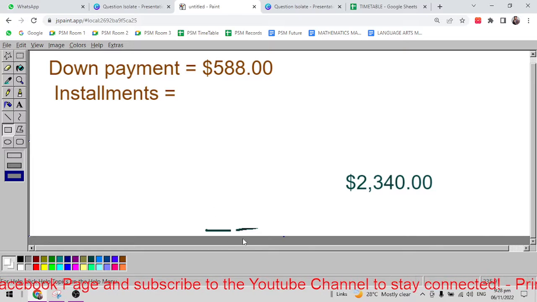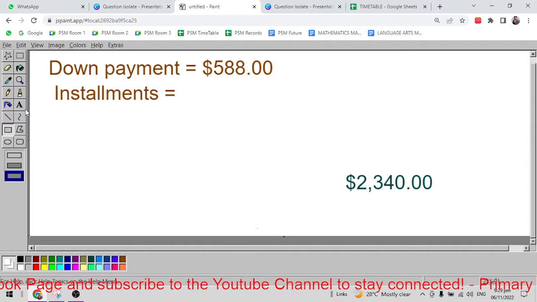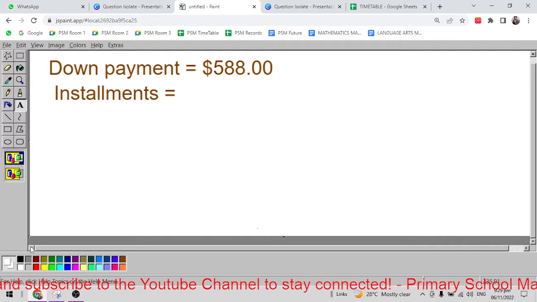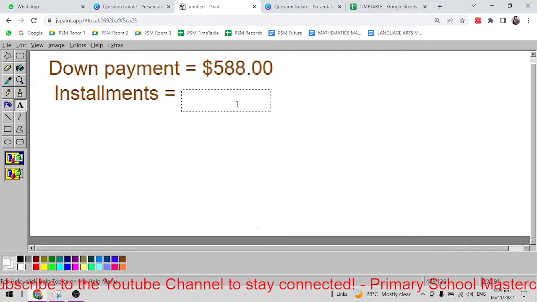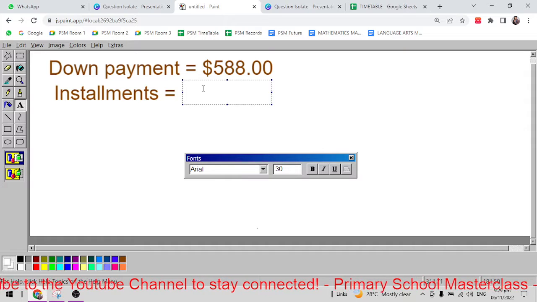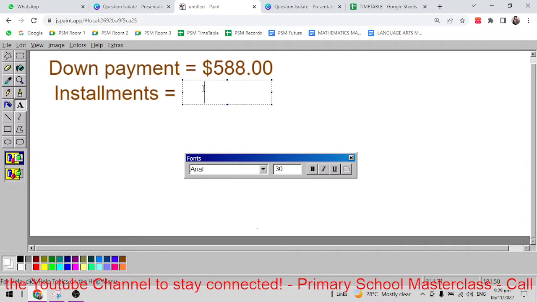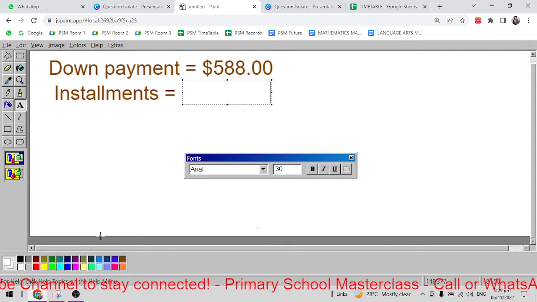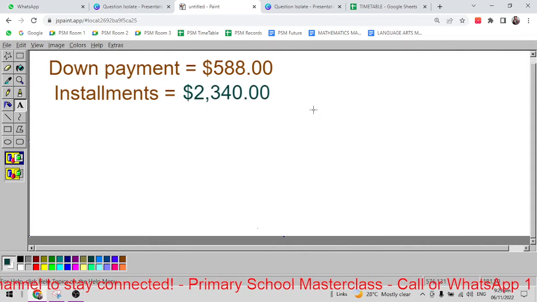Okay. Now I'm erasing my working, but you keep your working in your book. Don't erase your working. Okay. So I'm going to say the amount that he needs to pay for installments would be $2,340. Right? Good.